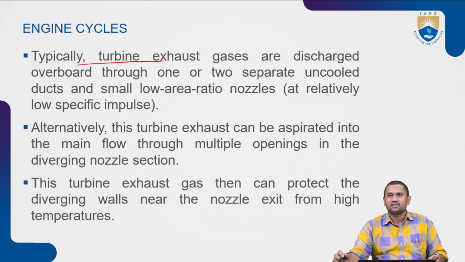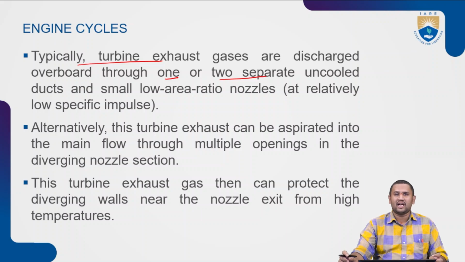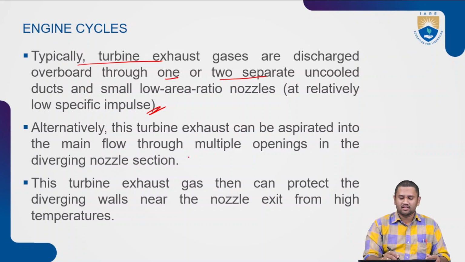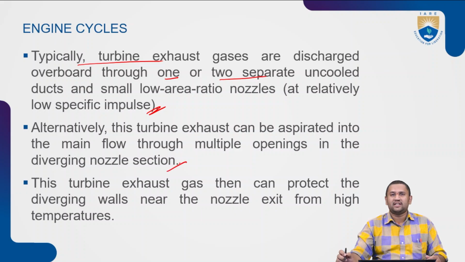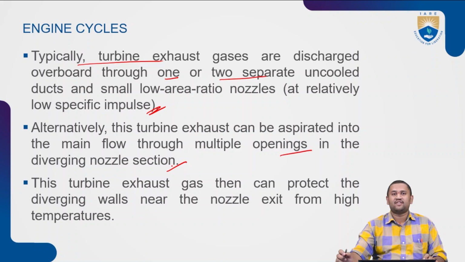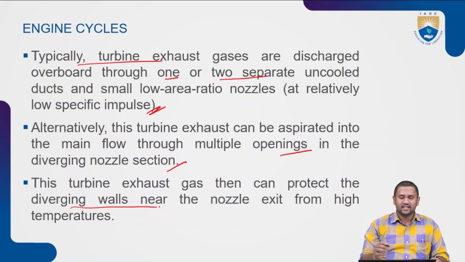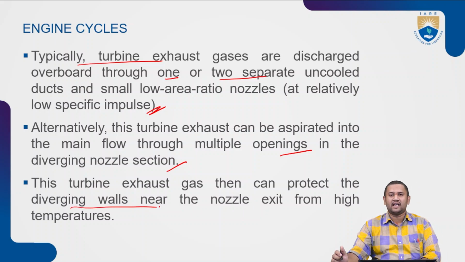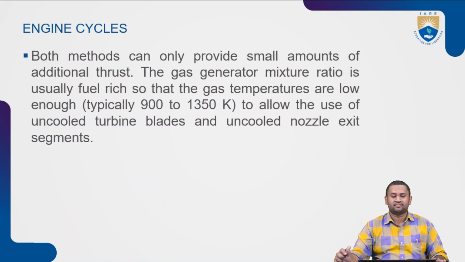Typically, the turbine exhausts are discharged overboard through one or two separate uncooled ducts or small area ratio nozzles at a relatively low specific impulse. Alternatively, this turbine exhaust can be aspirated into the main flow through multiple openings in the diverging section of the nozzle. This turbine exhaust gas can then protect the diverging walls near the nozzle exit from the high temperatures.